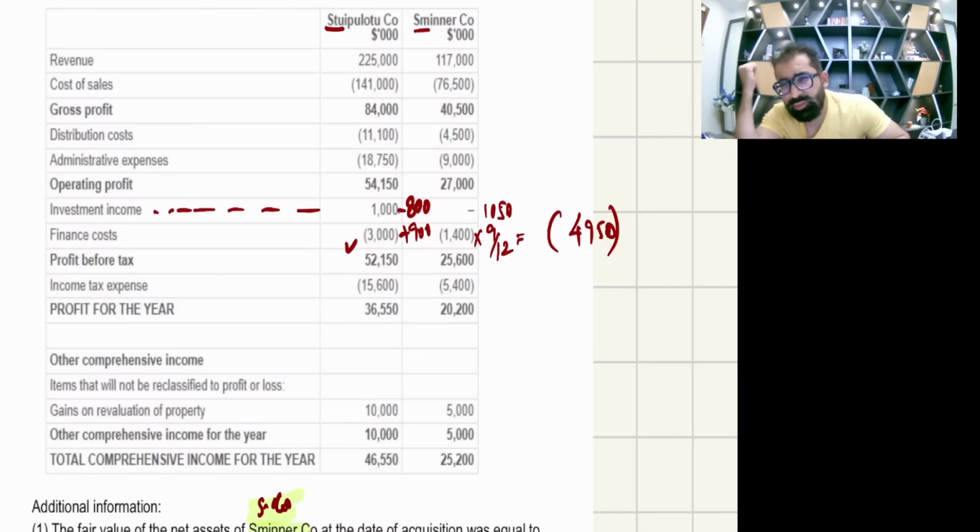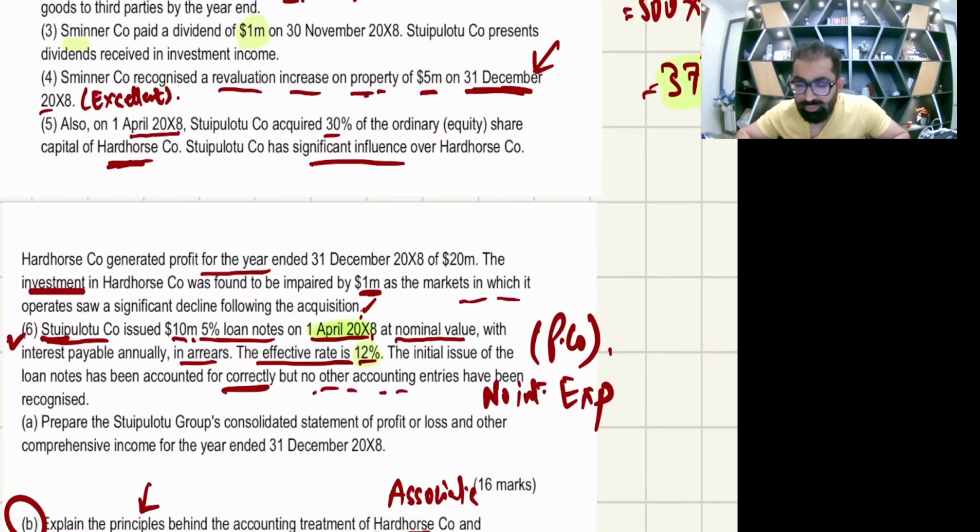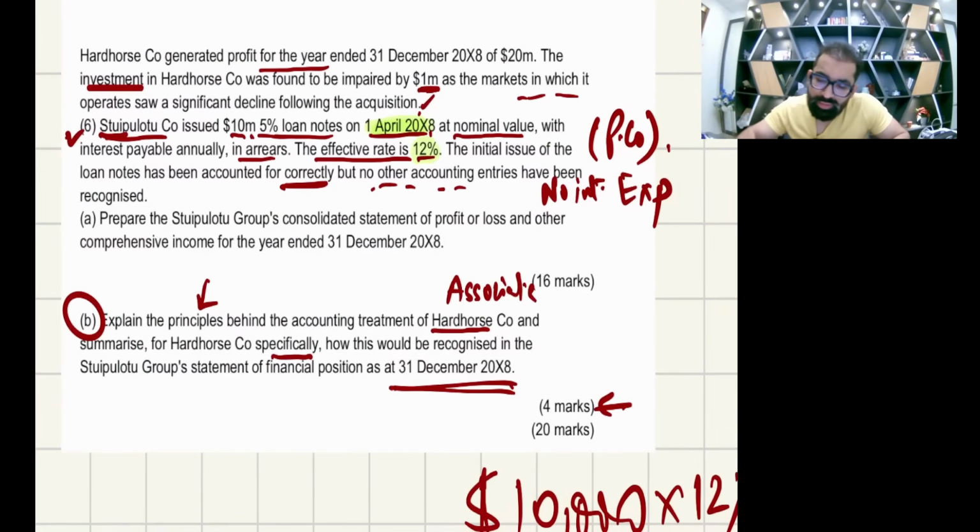Consolidated income statement is 4950. That's it. Now we have almost done everything for this question, and we are ready for the Excel part. Prepare this: ST means parent company's group consolidated profit and loss and other comprehensive income for the year ended 31st December X8.